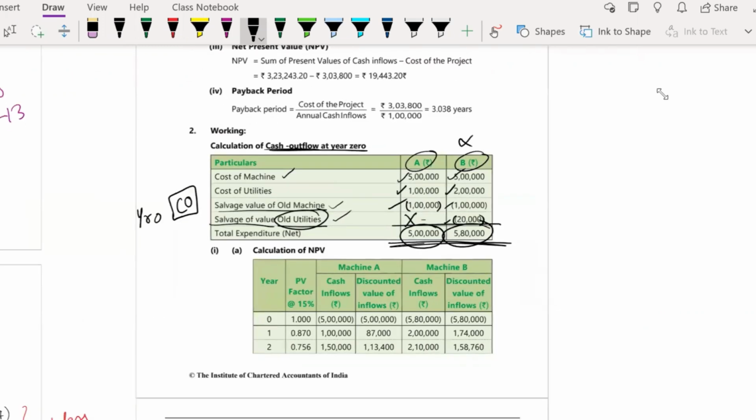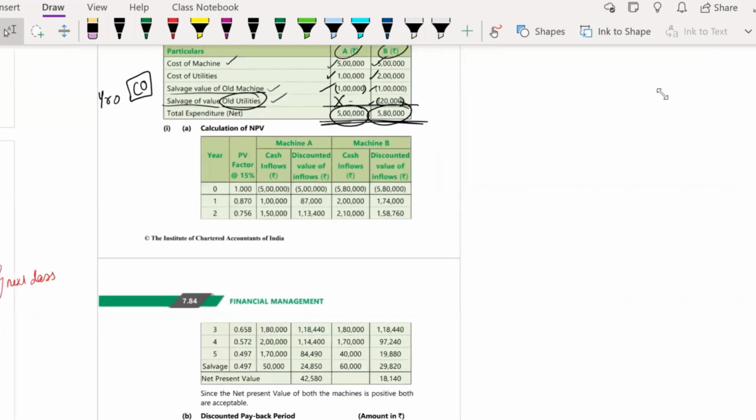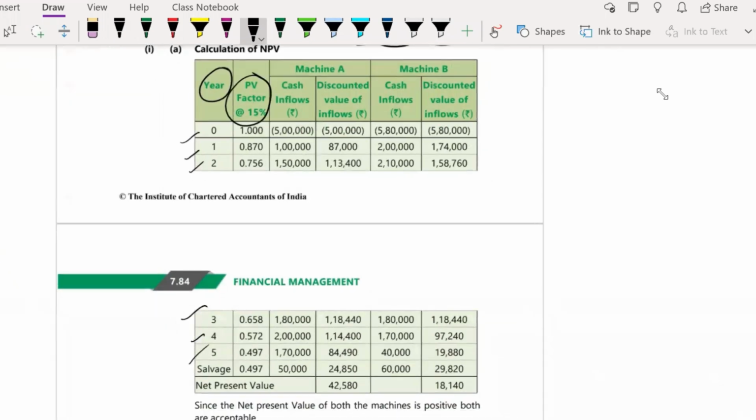Okay. Has everyone understood until this? Can I get a yes? Any doubts until now? I hope you understood that. Then what you have to do is calculate your NPV as asked in the question. So here you can write 1, 2, 3, 4, 5. Then the present value factor at 15%. They have found it out here and written it.